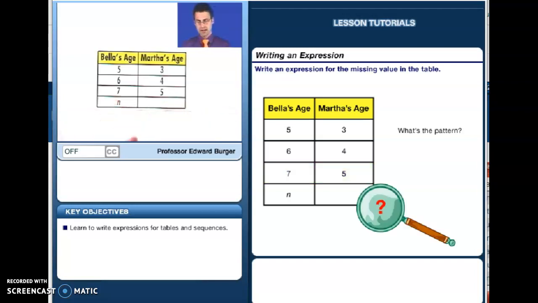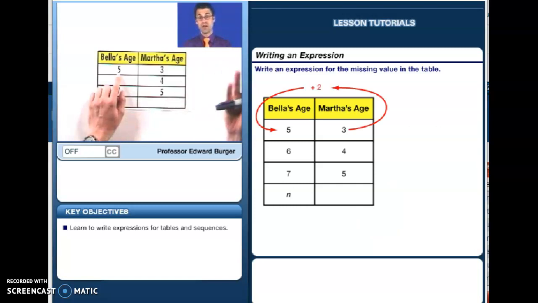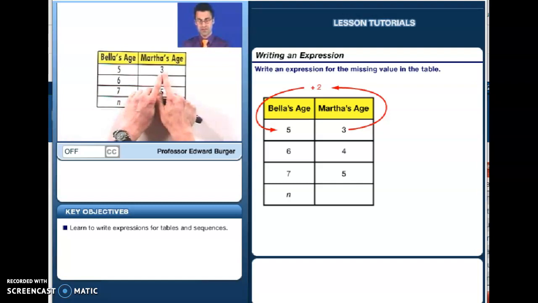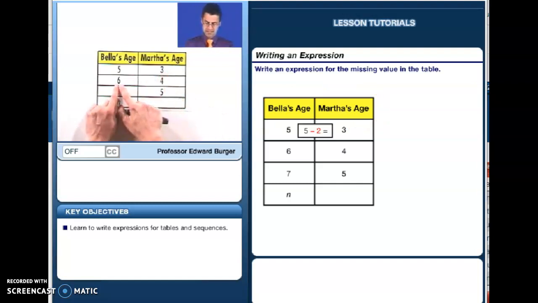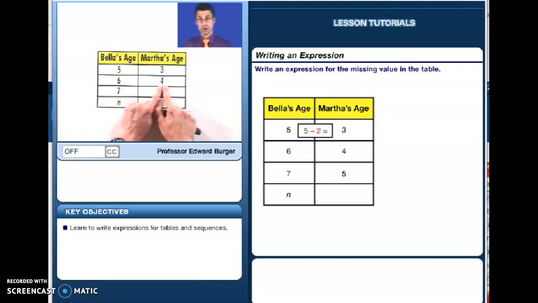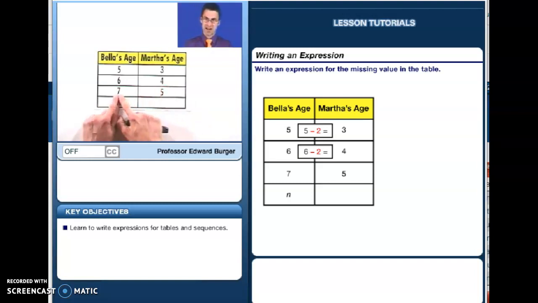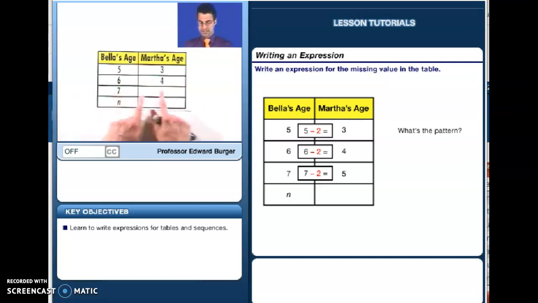Now, do we see a pattern here? Well, what I see here is that it's always the case that Bella is 2 years older than Martha. If I take Martha's age and add 2, I get Bella's age. Or, the other way around, if I take Bella's age and subtract 2, I get Martha's age. Is that really true? Sure. Take 6 and subtract 2, I get 4. That's cool. You take 7, subtract 2, I get 5. There's a pattern here. If you take Bella's age and subtract 2, you're going to actually get Martha's age.